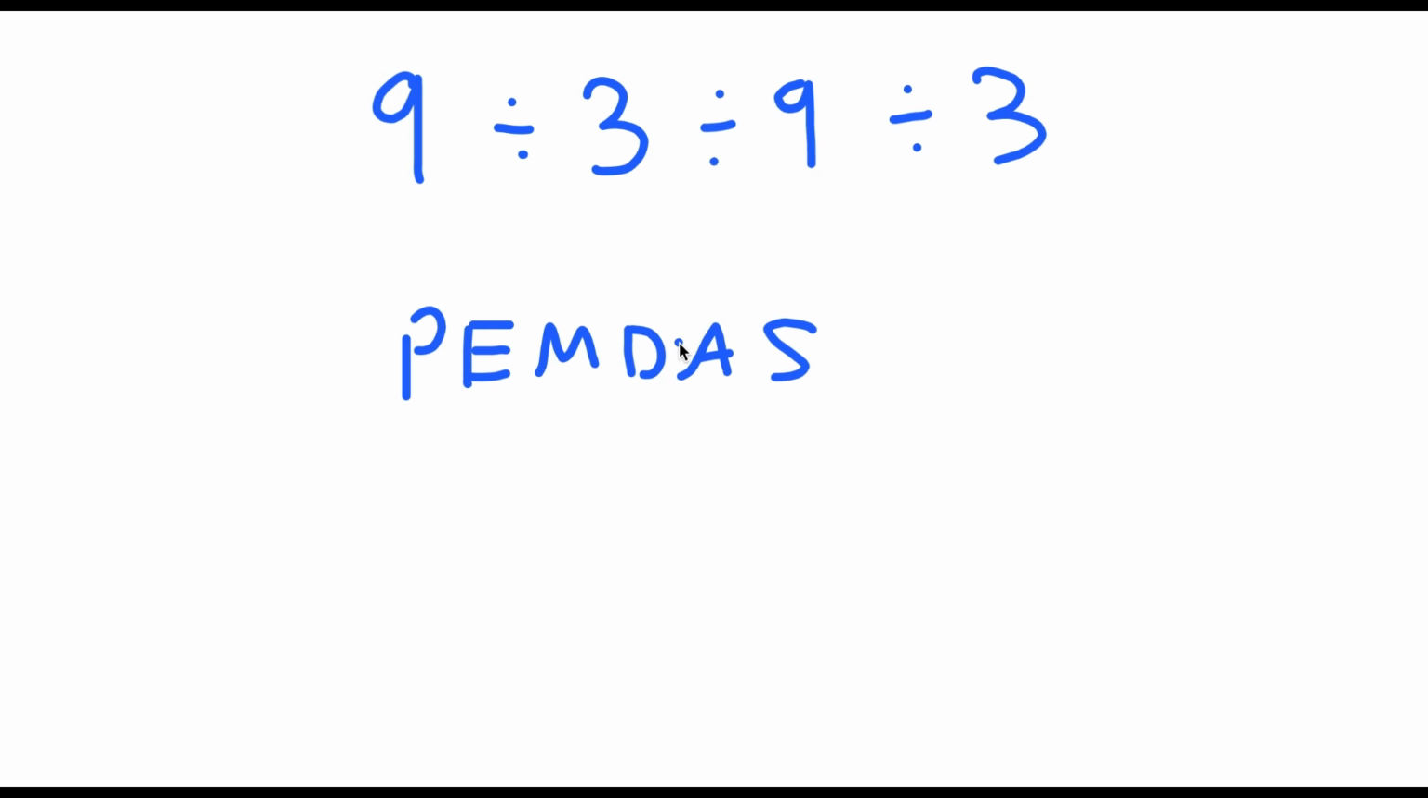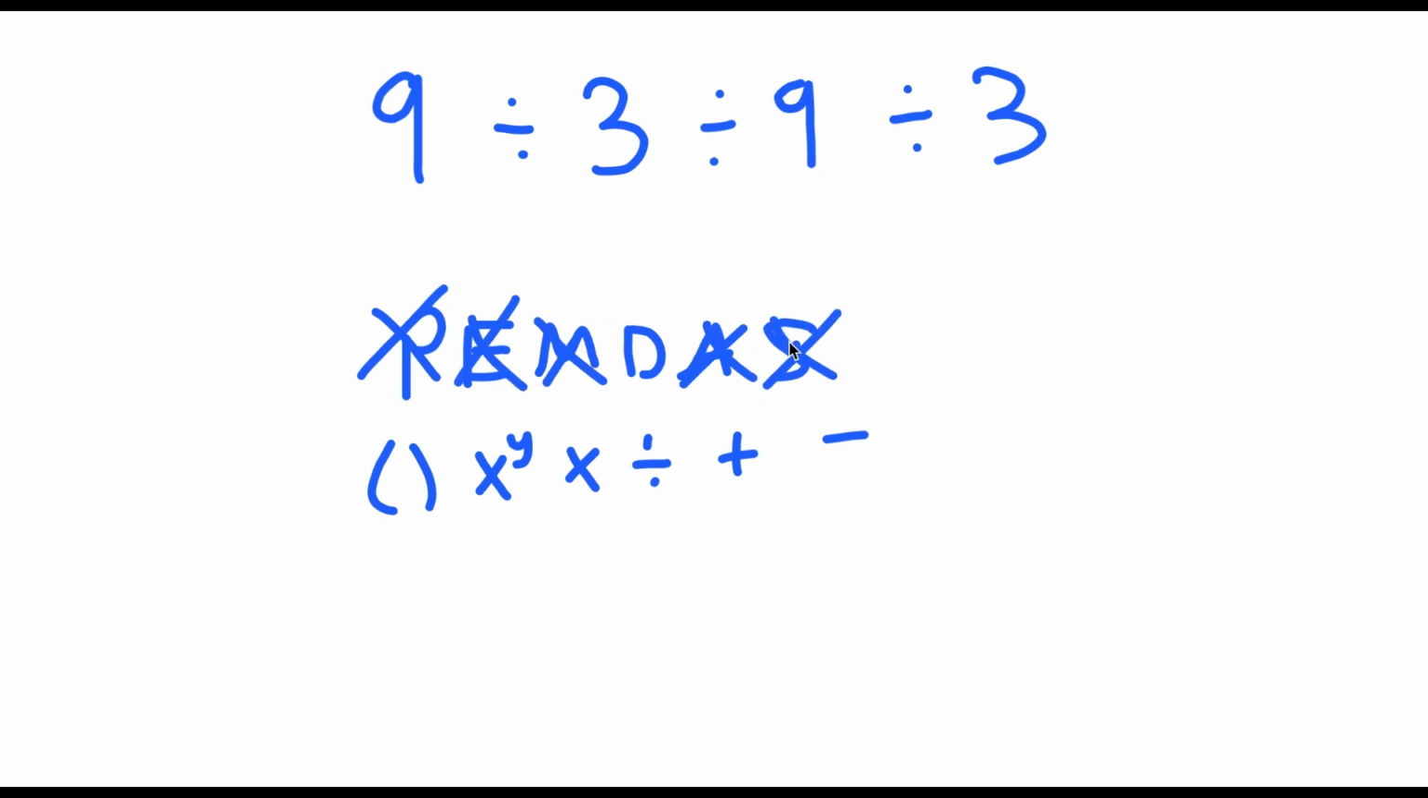as a refresher, the P here stands for parentheses, the E stands for exponents, the M stands for multiplication, the D stands for division, the A stands for addition, and the S stands for subtraction. And this is the order I solve any expression. So, to solve this, well, we only have division here. We don't have parentheses, we don't have exponents, we don't have multiplication, we don't have addition, and we don't have subtraction. So to solve this, I just go from left to right.